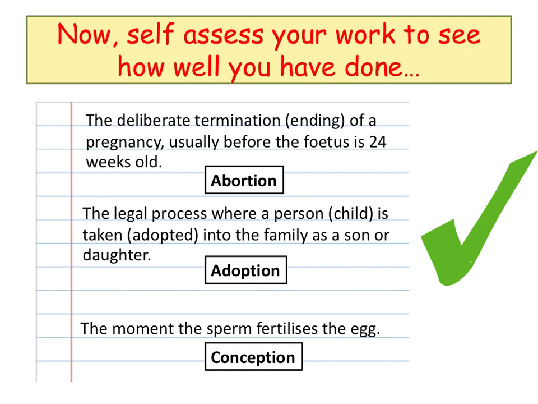access this topic properly. The legal process where a person or child is taken, adopted, into a family as a son or daughter is adoption. It's important here that we notice the fact that this is a legal process where the parents legally change for that child. The moment the sperm fertilises the egg is called conception. This is seen by many as being the very earliest stage that life could be seen to have begun.